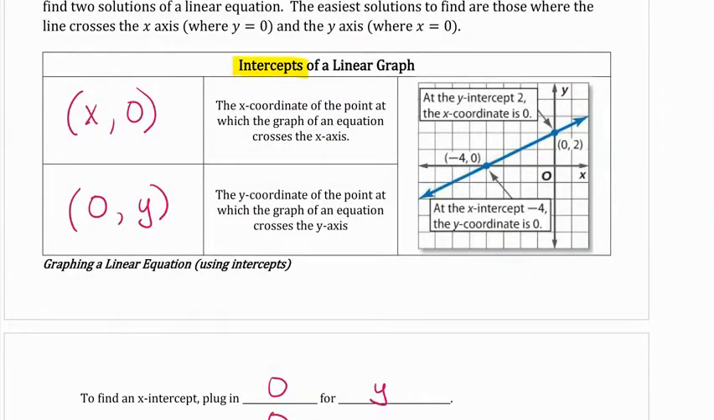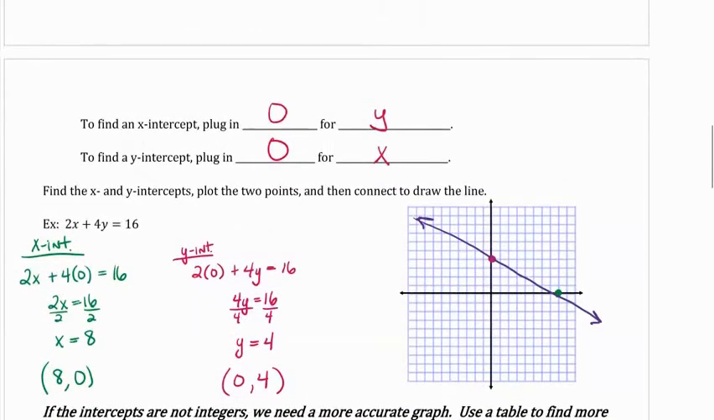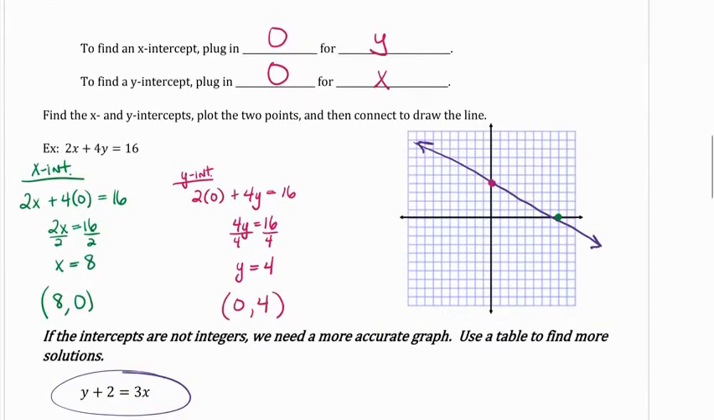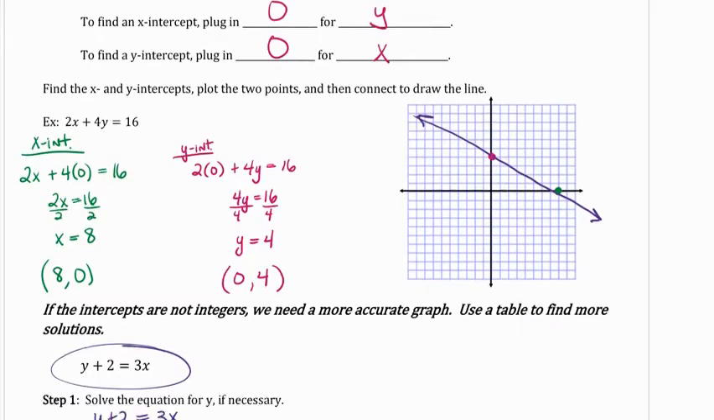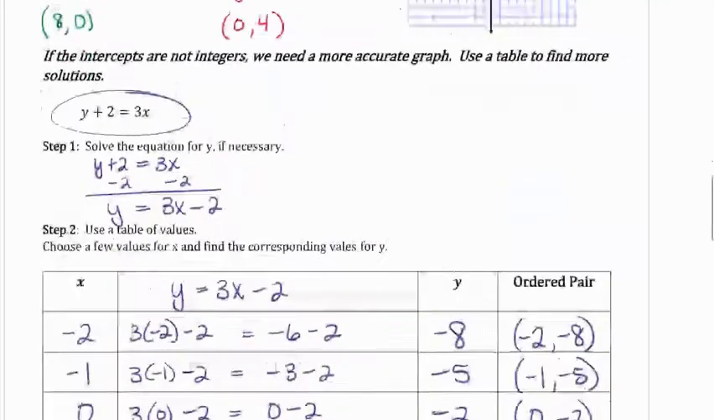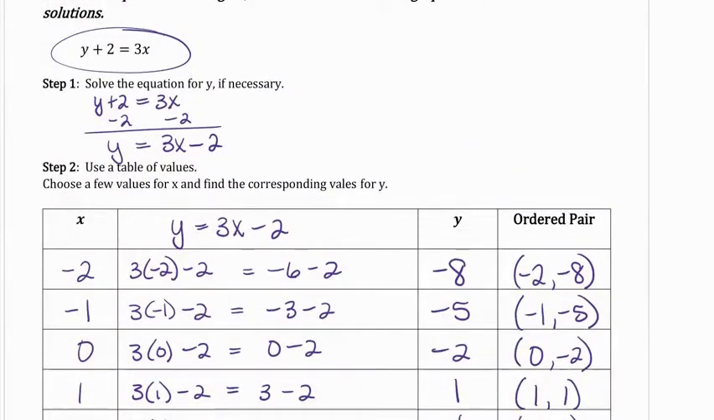So remember, if you want to find the x-intercept, we're going to plug in 0 for y. If you want to find the y-intercept, you want to plug in 0 for x. That's one way we can graph a line: find the x-intercept, find the y-intercept, and then graph our line. The other way that we started talking about was making a table of values to graph our linear equations.